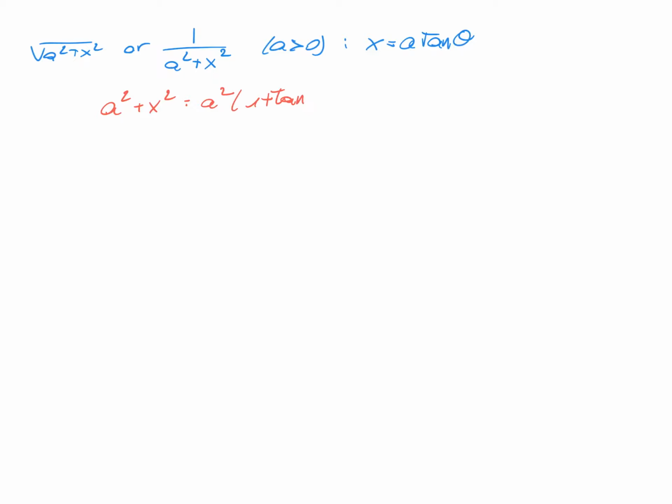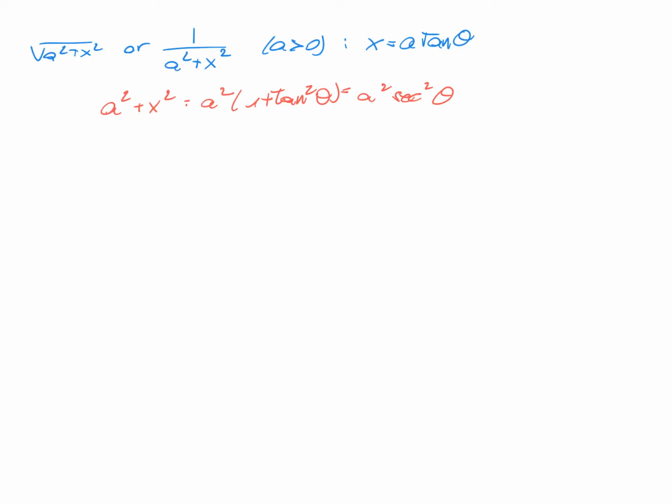For the second case, consider expressions which use the root of a squared plus x squared, or something with 1 over a squared plus x squared. Again, under the assumption that a is a positive number. The transformation that we will be using is x equal to a tangent of theta. And in that case, a squared plus x squared becomes a squared times 1 plus tangent squared of theta. So it's a squared times secant squared of theta.